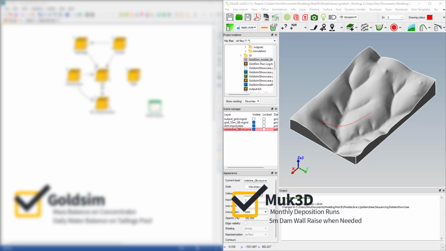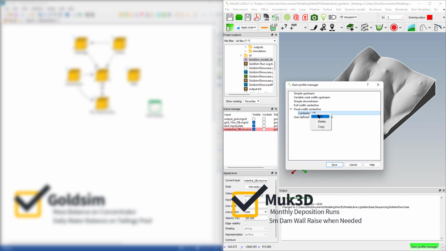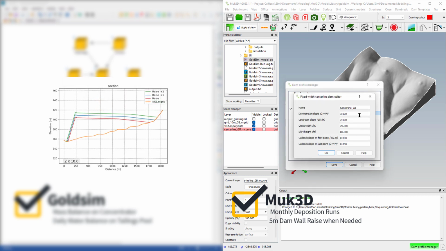On the right side, we have Muk3D that will be taking care of doing the deposition and the raising of the dam wall. We here have the center line. We've already prepared what is the dam template. So in this case, we'll be raising a dam with a center line construction and a downstream slope of 1 in 3, an upstream slope of 1 in 2, and a crest width of 20 meters.